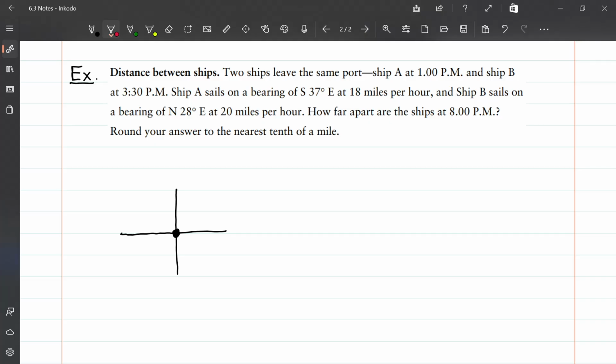So the first one is the ship A, which left at a bearing of south 37 degrees east. So in other words, it starts heading south and east, like so. And if you measure the angle from due south to our line, it becomes 37 degrees. Then we'll go ahead and draw the other ship, so that'd be ship B. And ship B sails at a bearing of north 28 degrees east. Okay, so that means if I start here, we travel north, but slightly to the east. Specifically, if we measure this angle right here, it turns out that is 28 degrees.